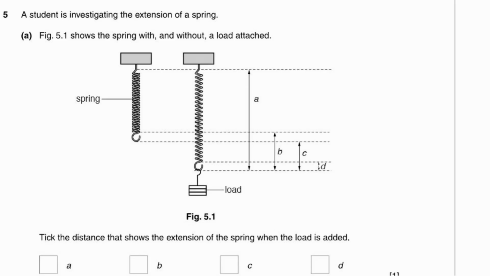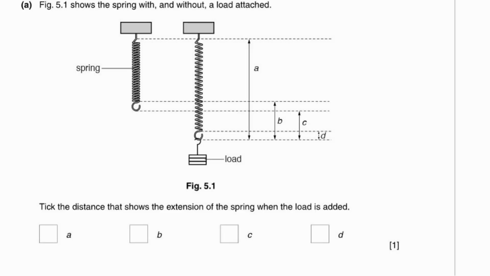Question number 5. A student is investigating the extension of a spring. A. Figure 5.1 shows a spring with and without a load attached. First, we're asked to tick the distance that shows the extension of the spring when the load is added. So which one of these shows the actual extension when the load is added?